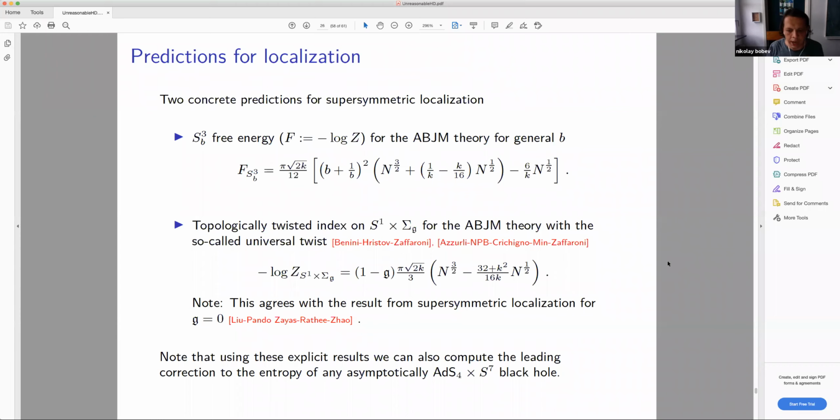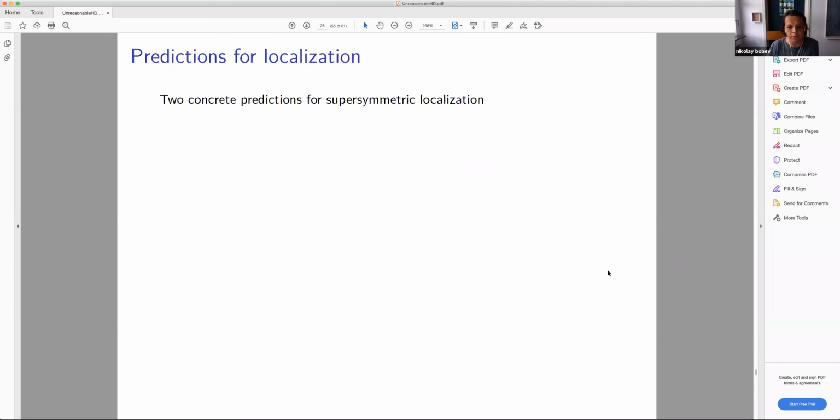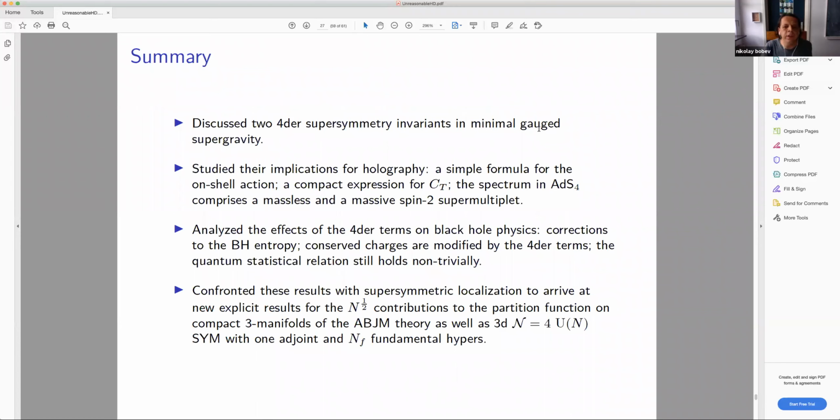In addition, I'm not gonna give you explicit examples, but the same quantities in the table here, this capital A plus V2 and V1, can be used to write down explicit formulas for the entropy of any asymptotically AdS4 times S7 black hole in M theory. So the subleading term in the entropy will be captured by our equations. Good. Okay, so this is all I had to say.